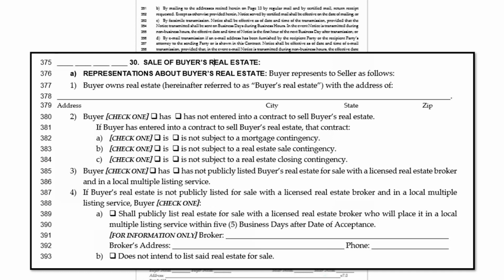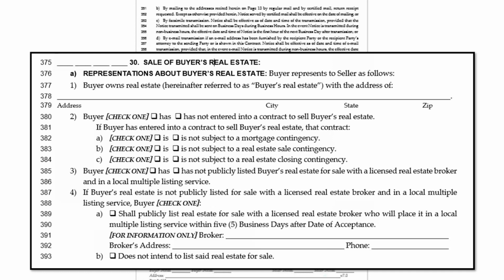Or the buyer could say, I do not intend to list said real estate for sale. So now what are you telling me? You're telling me that your buyer has a house to sell. They are not going to list it and they're going to go for sale by owner or some cockamamie thing. And I got to tell you right now, my seller's probably going to come back and say, I don't think so, because I'm not taking my house almost off the market while you're out trying to sell it for sale by owner. Okay, so now that's what happens if they have not entered into a contract.